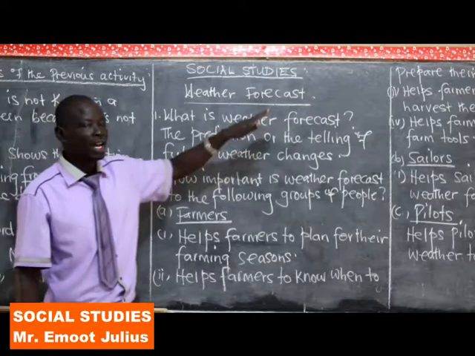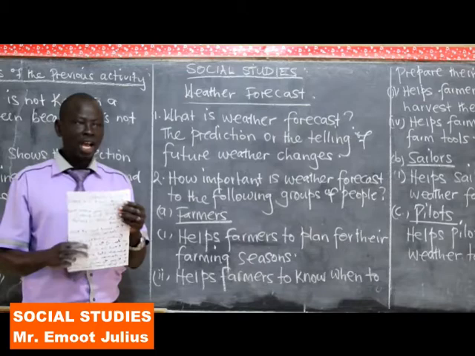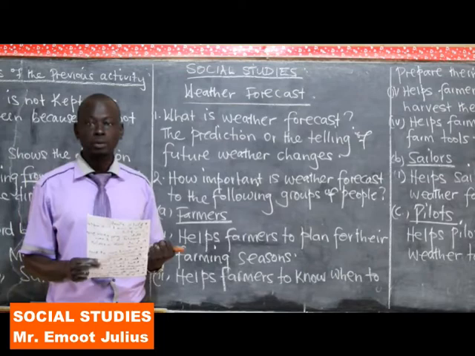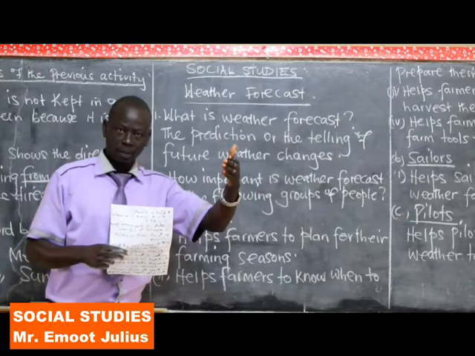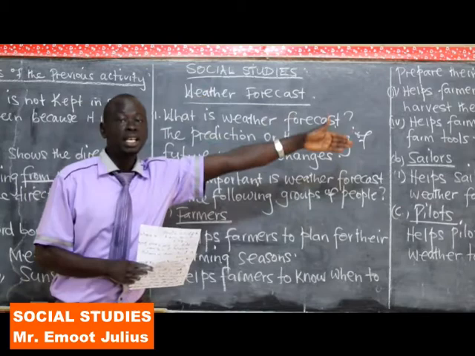Many times towards the end of the news, the anchor will tell you that tomorrow in areas around Lake Victoria, in the morning hours, there will be rainfall, or in the afternoon, there will be a lot of sunshine. That's them predicting. So the meteorologists are scientists who do that. Telling or predicting future weather changes is what we call weather forecast.